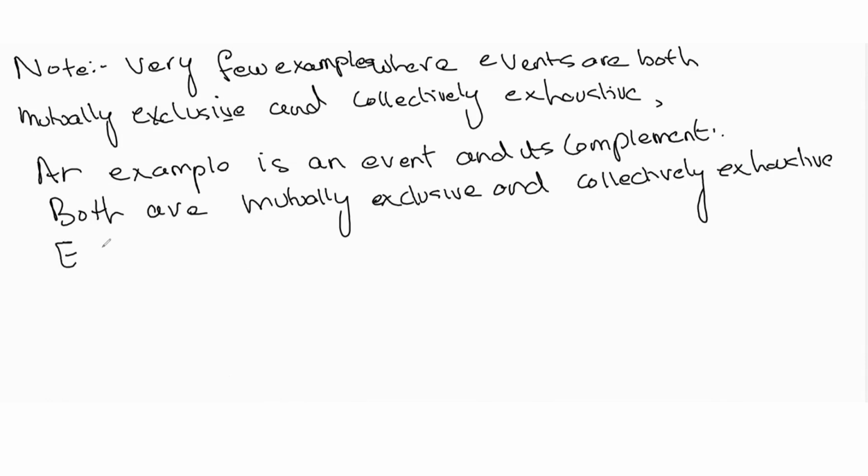Because if I take E intersection E complement, it's the null set, because E complement is by definition not E. It's all those outcomes that are in the sample space but not in E, so they will not share any common outcomes. And the union will cover the sample space because E complement includes everything inside the sample space which is not inside E. So when you take the union, you have all the possible outcomes in the sample space. In the form of a Venn diagram, if this is E, this is E complement. The intersection is the null set, they don't share any common outcomes, and the union covers the entire sample space. So an example of two events that are always mutually exclusive and collectively exhaustive is an event and its own complement.